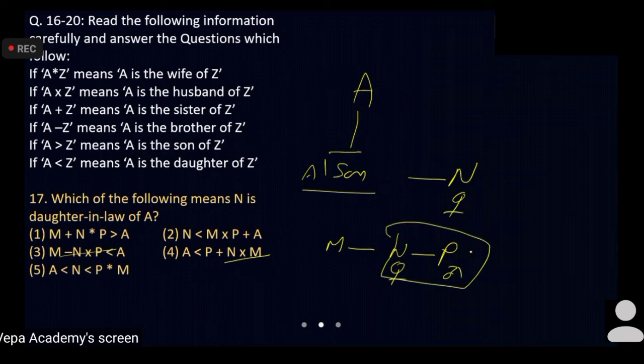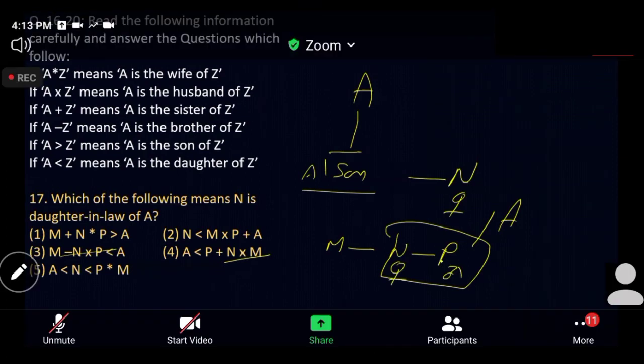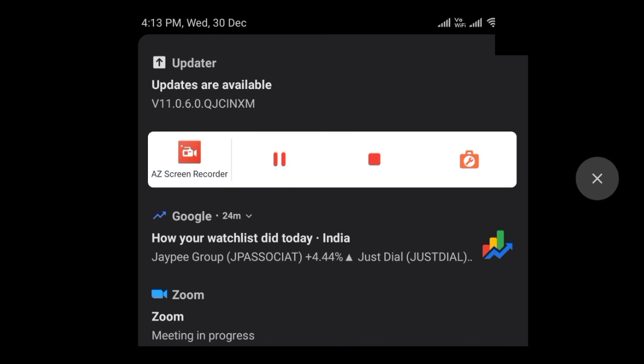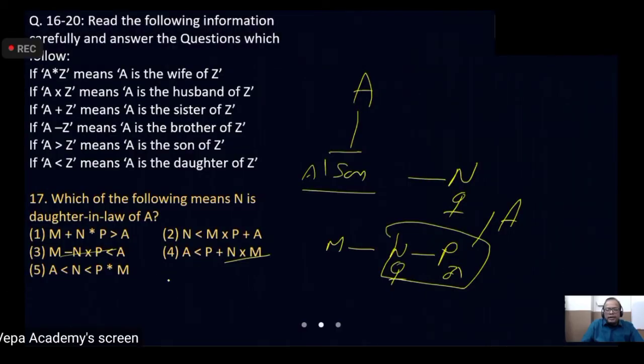P star means N is greater than A. P is son of A. So P is son of A, N is wife of P. Is it satisfying the condition? Yes, sir. Yes or no? Okay, but still, we work on the remaining choices because we are in the process of learning.